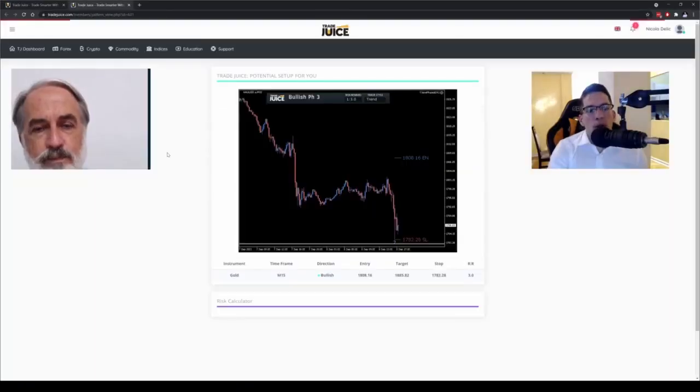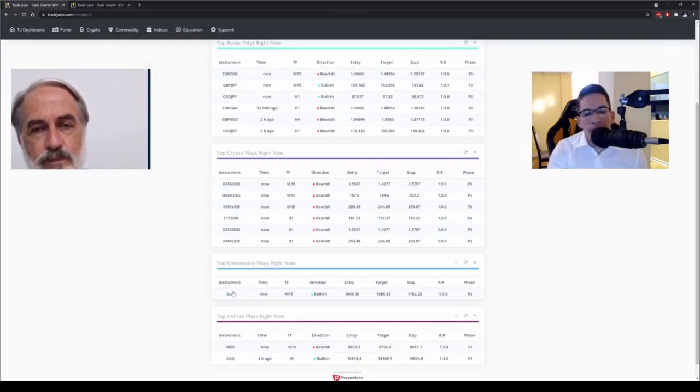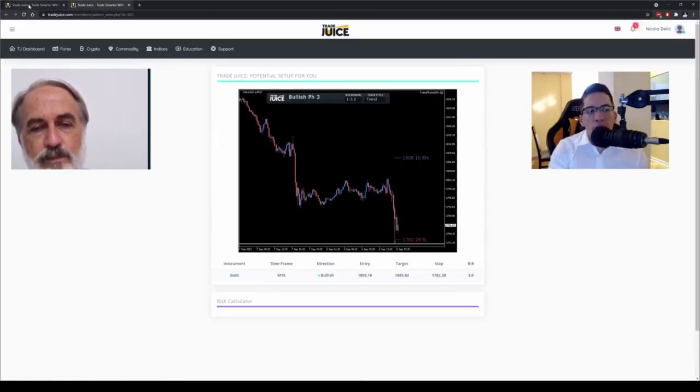I like to trade gold. And you can just click on that instrument name or any instrument name just to get the chart. You don't need the chart, but I know a lot of people like to see visually where to place the entry and stop loss. And that's why we are also offering that solution.